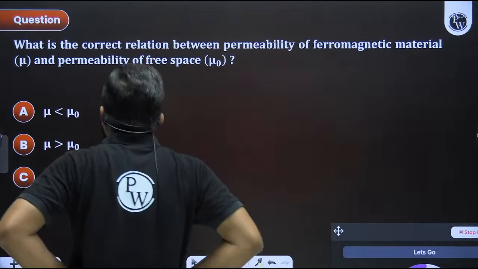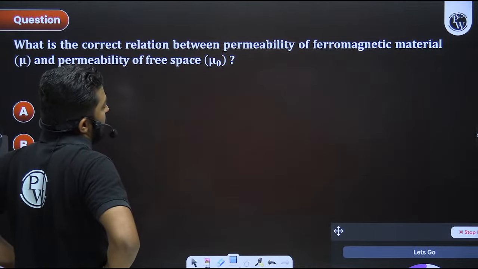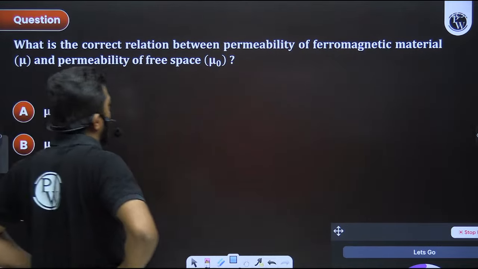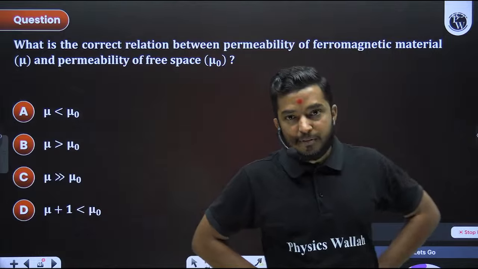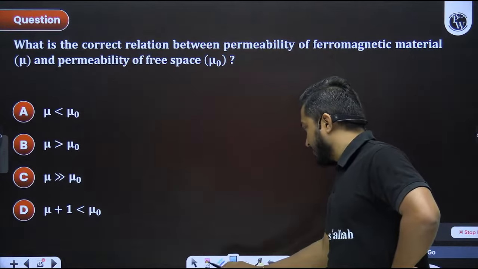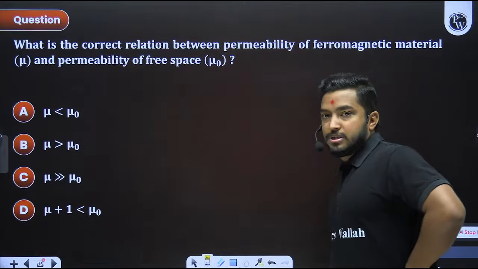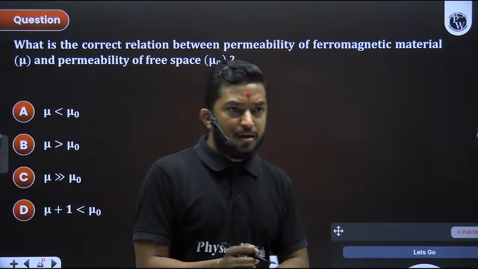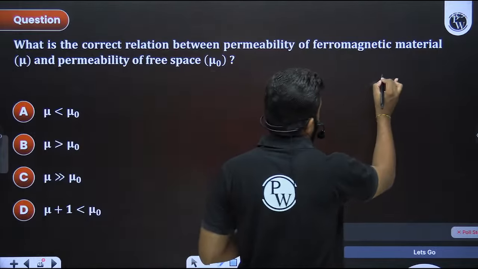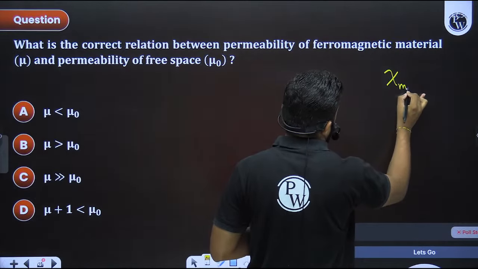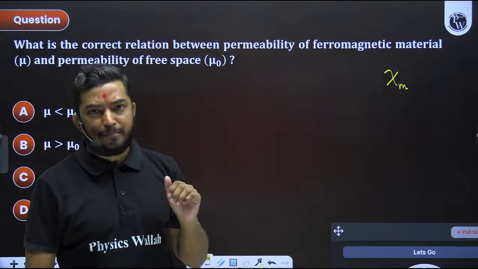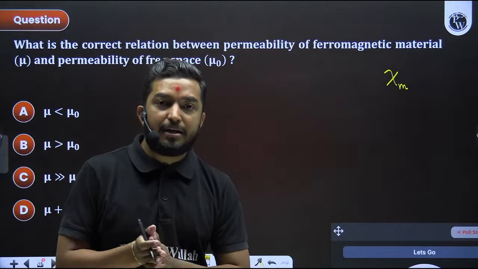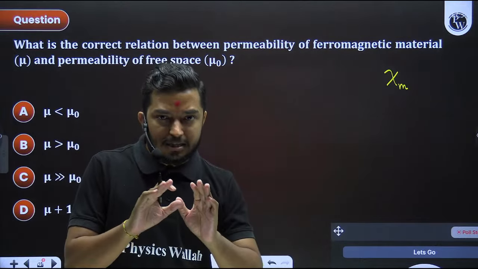Okay, so let's begin. What is the correct relation between the permeability of a ferromagnetic material, mu, and the permeability of free space, mu naught? Generally, we start this type of concept with one particular thing you are going to learn: Xm. What is exactly Xm? It is magnetic susceptibility.